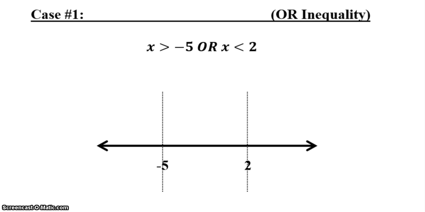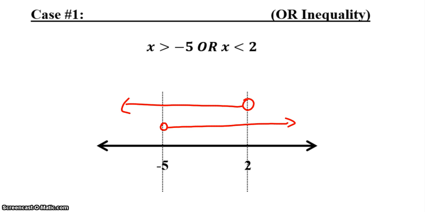If you look at our first case here, we have x is greater than -5 or x is less than 2. If x is greater than -5, it would be an open circle and it would go to the right. If x is less than 2, that would be an open circle, and it would go to the left. But in an OR inequality, only one of them has to be true.